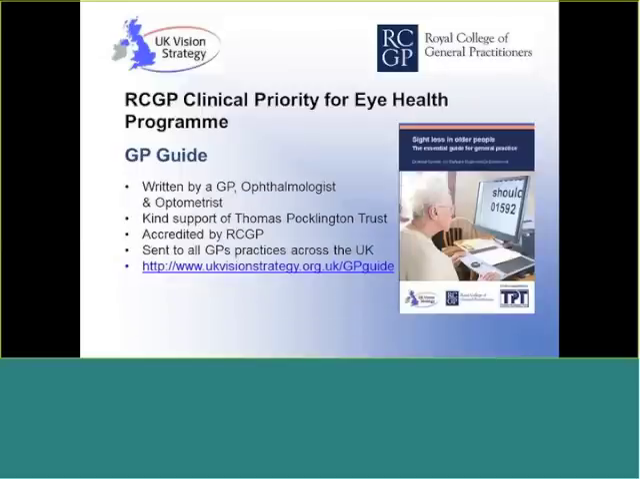As part of the Royal College of General Practitioners Clinical Priority for Eye Health, we've produced a really valuable resource, in my opinion. This is a guide called Sight Loss in Older People: The Essential Guide for General Practice. I really urge you to have a look at this guide. It's written by a GP, or a GP registrar in fact, it's written by an ophthalmologist, and it's written by an optometrist. So it really encompasses joined up working across different eye health professionals and primary care professionals. It's an example of cross-sector working, and it's a very good example in my opinion.